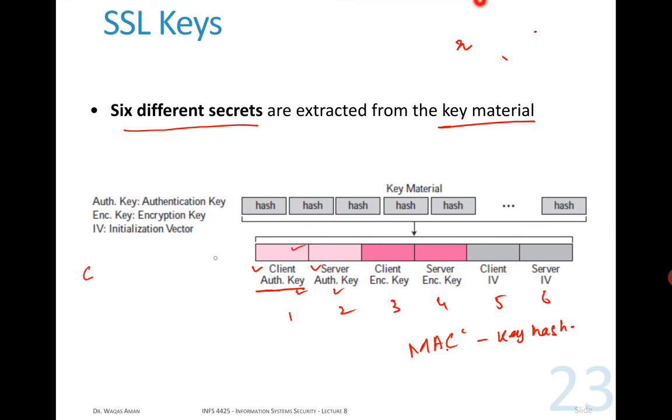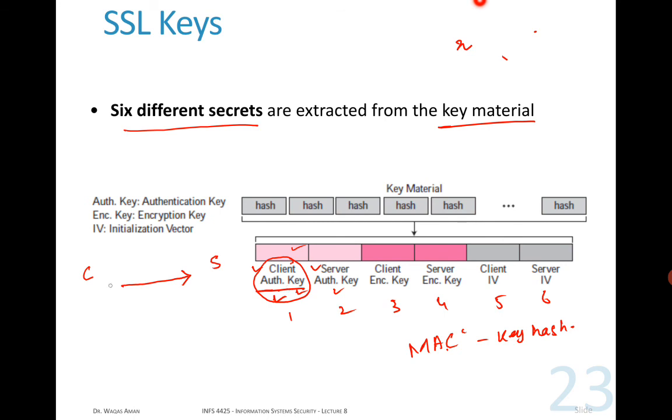If a client wants to send a message to the server later on when the handshake is completed, what will it do? It has to create the MAC of the message, the packet. So it will be using which key? The client key. And it will send the message to the server. Now the server has to verify the hash, so with which key? With the client key, not the server key, because it has a copy of the client authentication key.